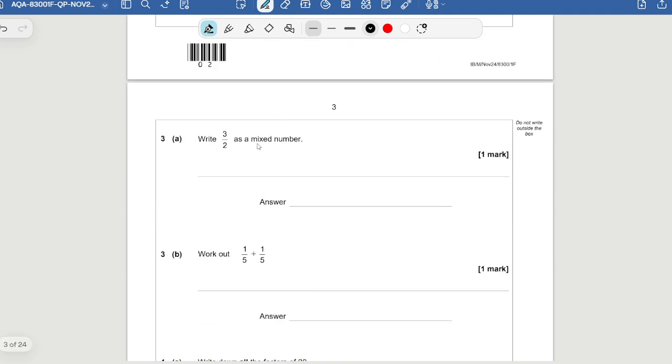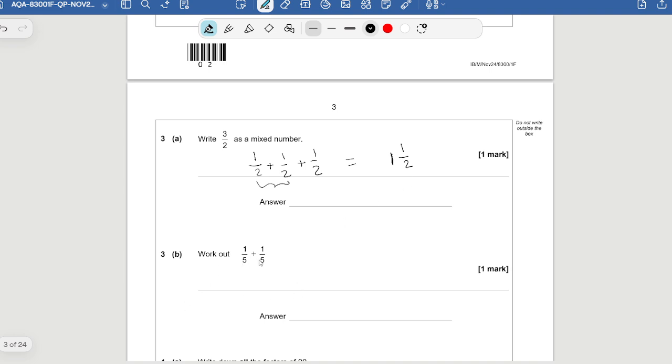Write 3 halves as a mixed number. So as a mixed number, first I can write 3 halves like saying half plus half plus half. So when I add them, half plus half plus half gives me 3 halves. So this is an equivalent form of representing 3 halves. If I take this, half plus half is equal to 1 as a whole number. So this is 1 and we have half to it. So 3 halves, as a mixed number, is 1 and a half.